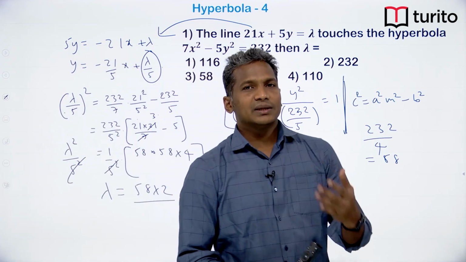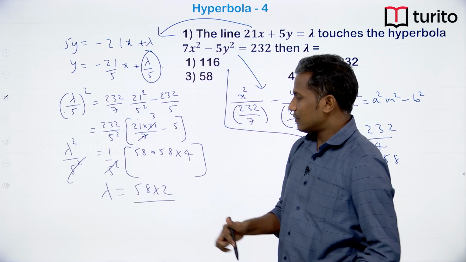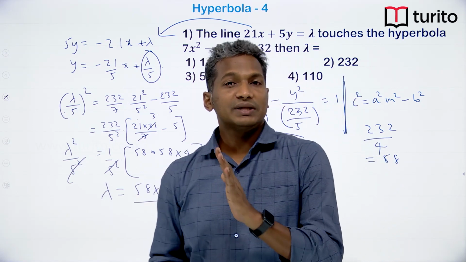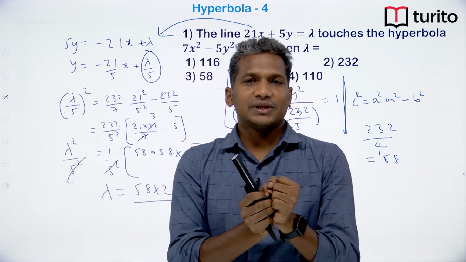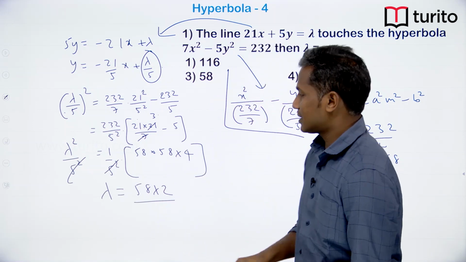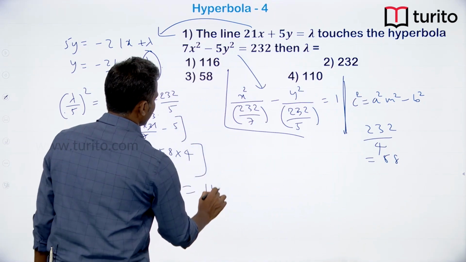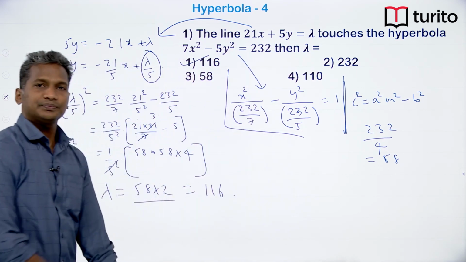Now, this is the concept of 7th standard that I still remember. When we find square roots, what do we do in 7th standard? We first prime factorize it and try to collect the terms. So, that is a faster method for finding square root. So, this way we got lambda, which is 116. So, here we can say that option 1 is right.